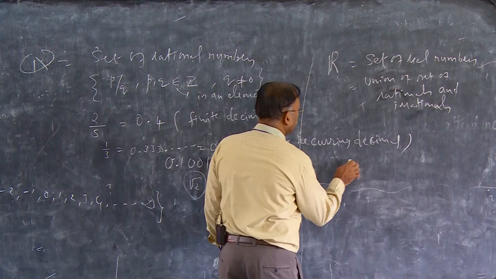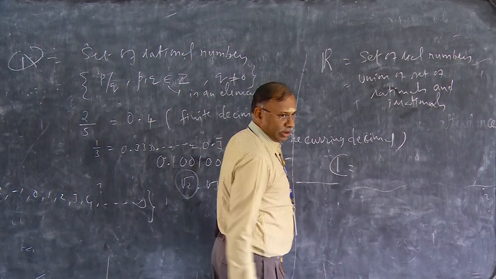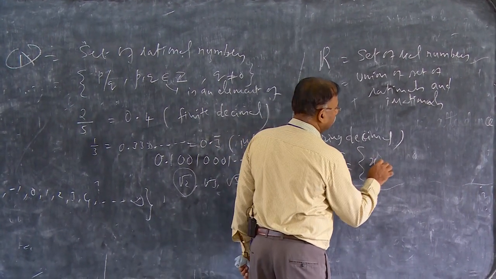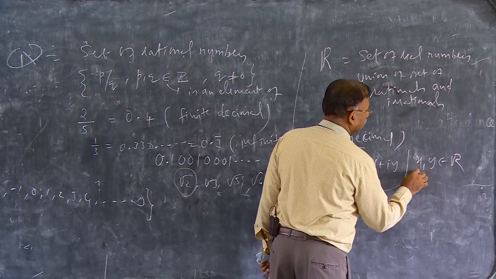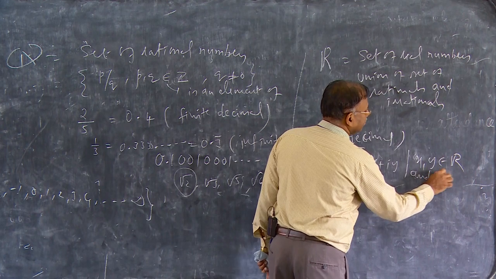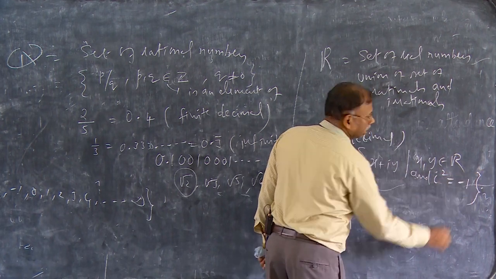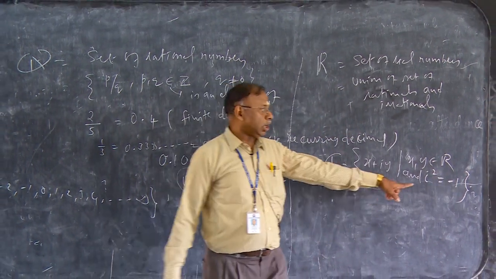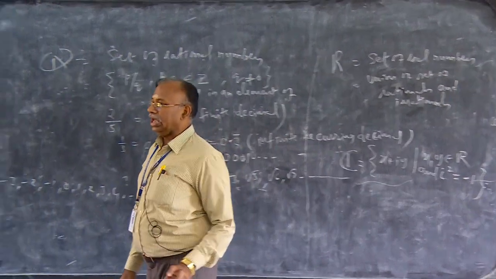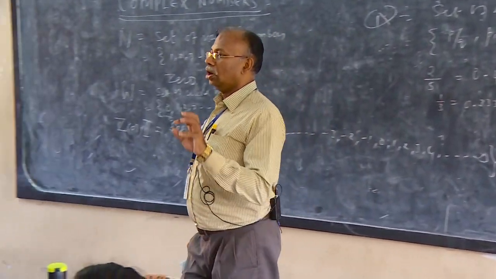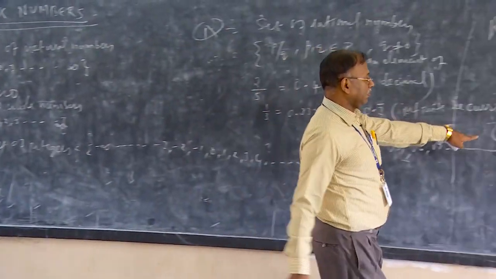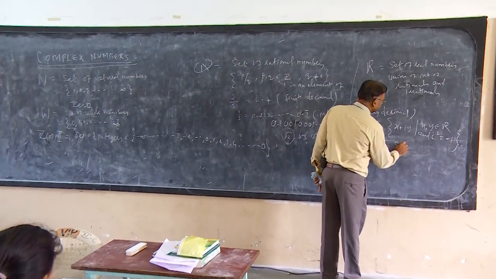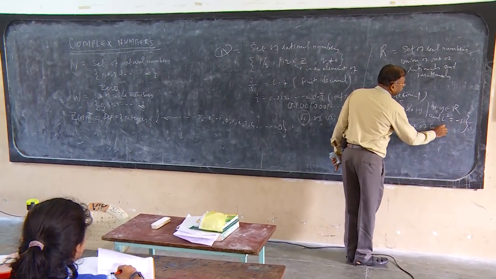There was a necessity to introduce a set called complex numbers, which are of the form x plus iy, where x, y are real numbers, and the specific name for i is either i is root of minus 1 or i square equals minus 1. I take i equal to root of minus 1 or i square equal to minus 1. That's the specific way of representing complex numbers. This is called the set of complex numbers.